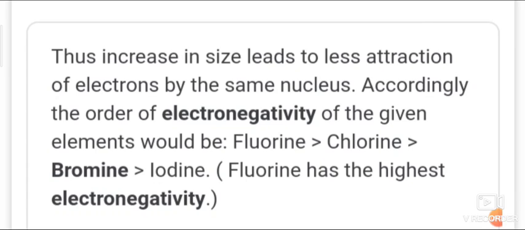So when you see electronegativity: fluorine, chlorine, bromine, iodine. Fluorine has the highest electronegativity among all those elements because of its small size. And what is the electronic configuration of fluorine? 1s2, 2s2, 2p5. Only one electron is needed. So it is a highly electronegative atom.